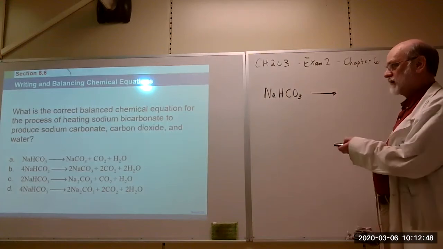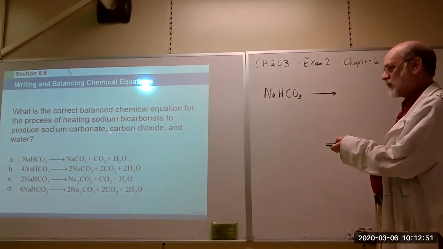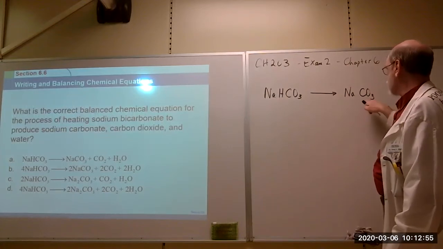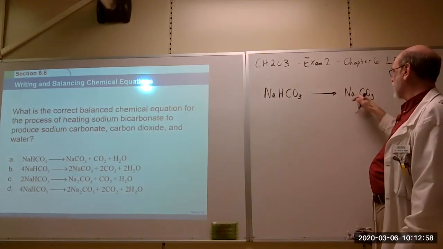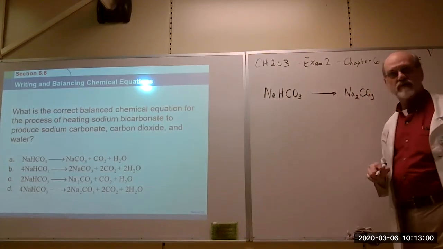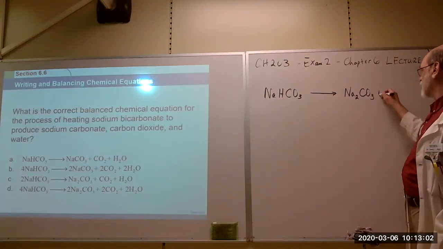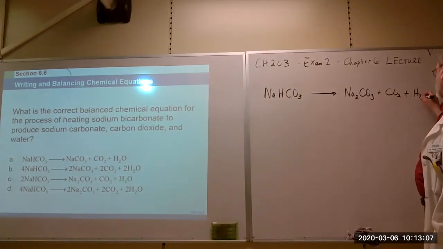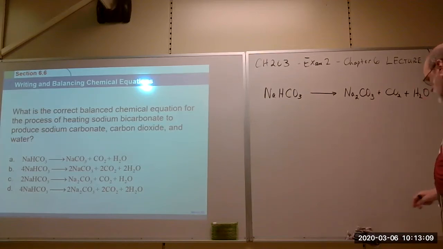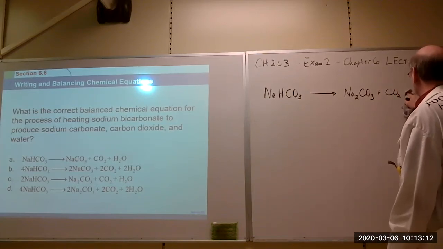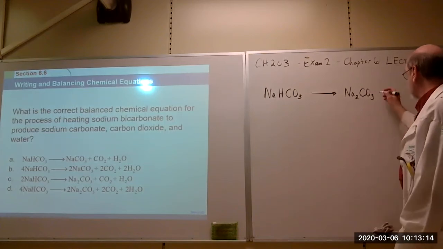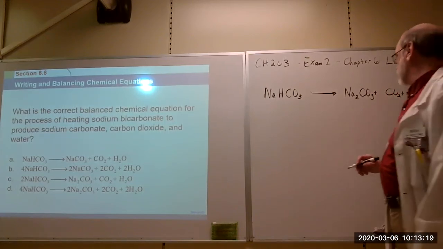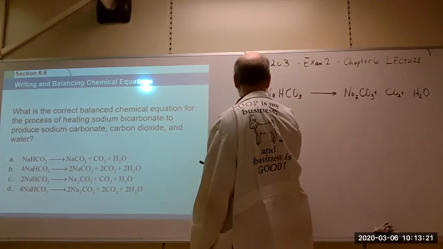Now it produces what? Sodium carbonate. That's a 2- charge. This is a 1+ charge, so we need 2 of them. What else do we have? Carbon dioxide and water. Okay, so now we have our compounds written correctly. I just need to give myself some room for coefficients. There we go. Now we do our tally. So here's sodium.